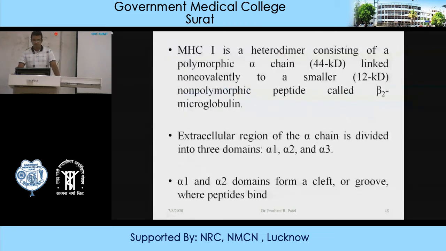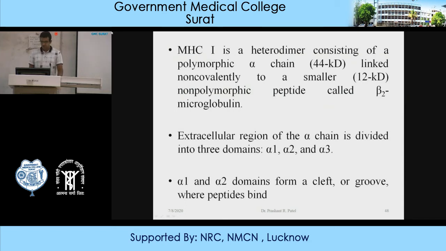The MHC class 1 molecule is a heterodimer consisting of a polymorphic alpha chain linked non-covalently to a smaller non-polymorphic peptide chain known as beta-2 microglobulin. The extracellular region of the alpha chain is divided into three domains: alpha 1, alpha 2 and alpha 3. The alpha 1 and alpha 2 domains form a cleft or groove where the peptide antigen binds.